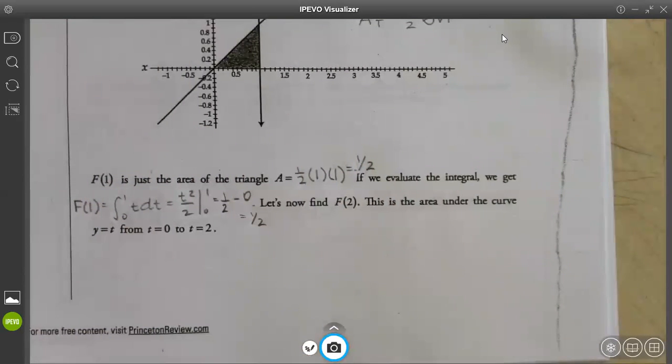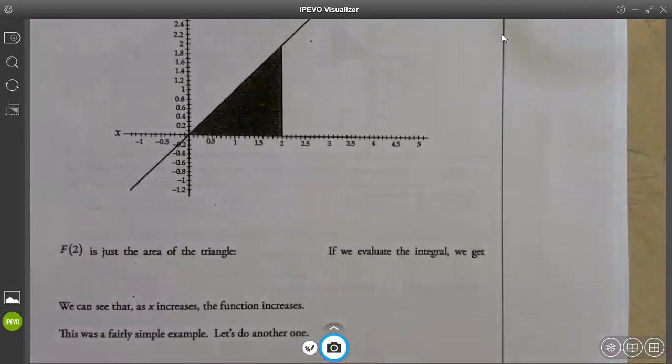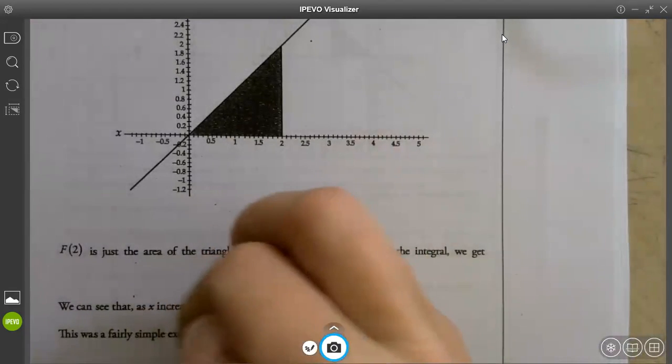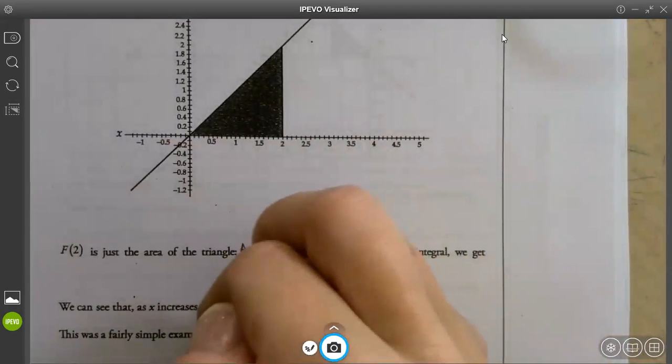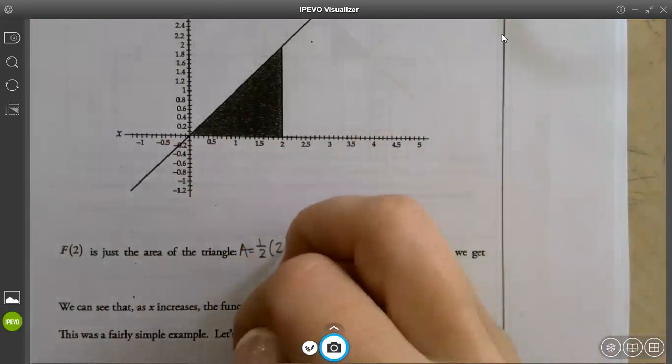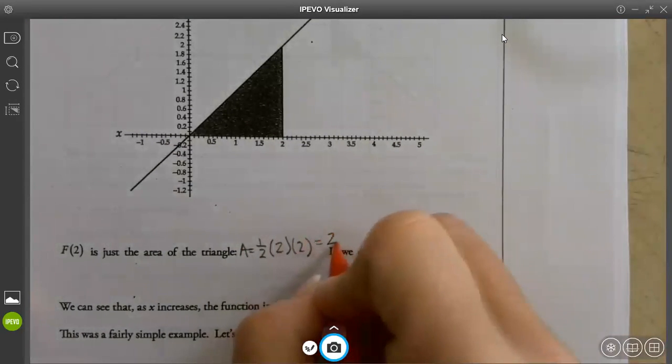Then it says, let's find f of 2. We're going to do that on the other page, so you can go ahead and flip. It shows you the picture. It stretches that triangle from 0 to 2 instead. F of 2 is just the area of the triangle. Area equals 1/2 base times height. How far is our base? What's our height? Still 2. 2 times 2 is 4 times 1/2 is 2.